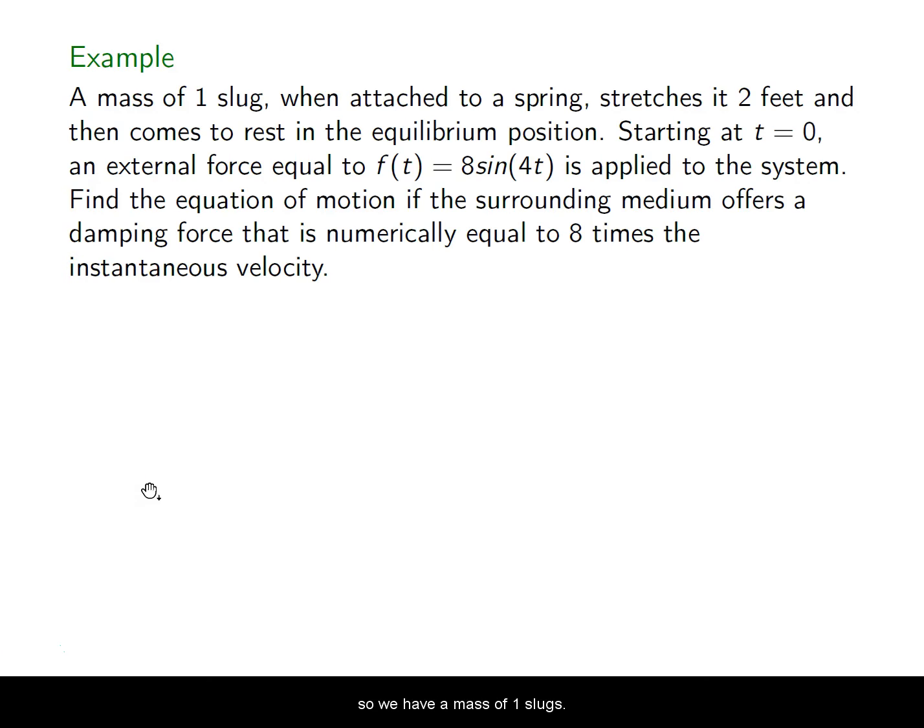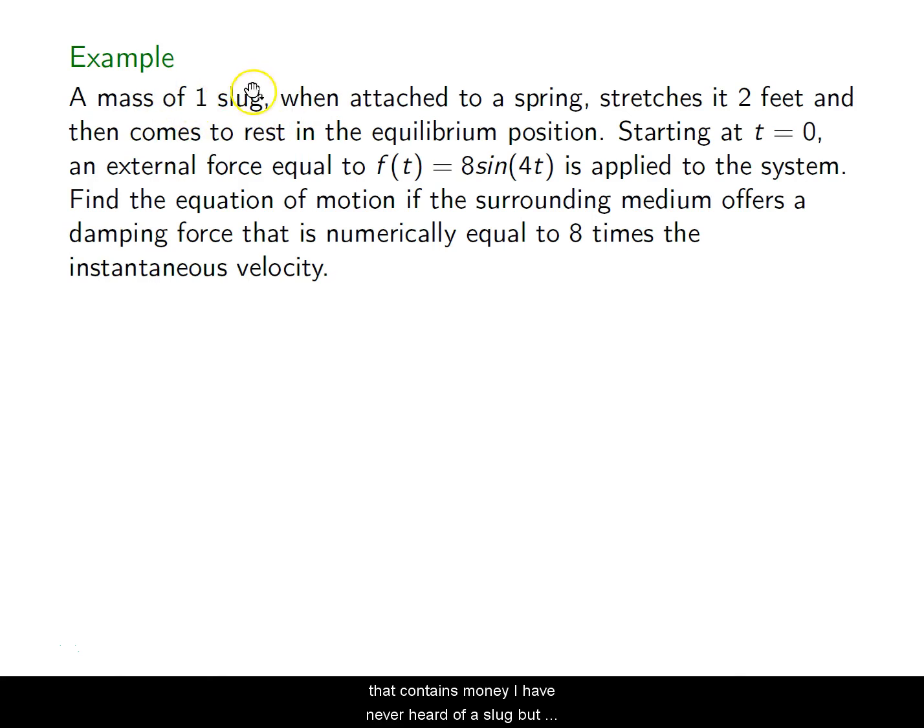We have a mass of one slug, which is attached to a spring, stretches it 2 feet, and then comes to rest in the equilibrium position. Starting at t equals 0, an external force of f(t) = 8 sin 4t is applied to the system. We want to find the equation of motion if the surrounding medium offers a damping force that is numerically equivalent to 8 times the instantaneous velocity. So this is the example that contains one slug.